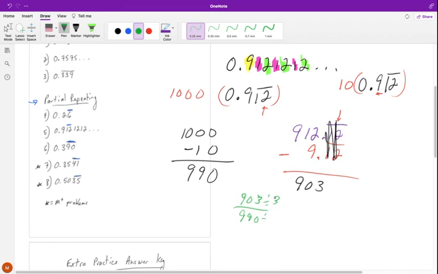I know both of these are divisible by 3 because I see all 9s and 3s and 0s. So this is going to give me 301, and this is then going to give me 330. Well, I know that 3 plus 0 plus 1 is going to give me 4, so that's not divisible by 3. They're both not even, so not divisible by 2. This is our final form that we have.